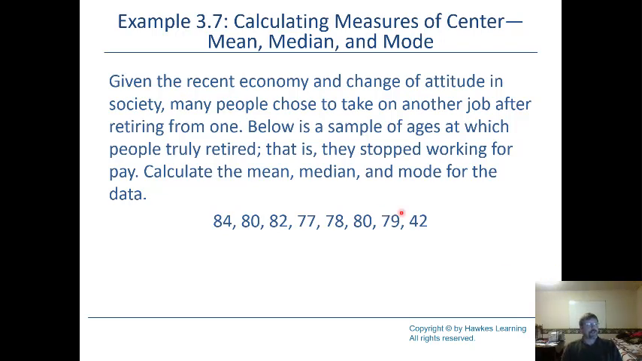So we've got this data set of the ages at which people truly retired. Quit being a greeter at Walmart or whatever they did, when they were truly done working. So we want to calculate the mean, median, and mode for this data set. Take a minute and do that, and unpause when you're ready to proceed.